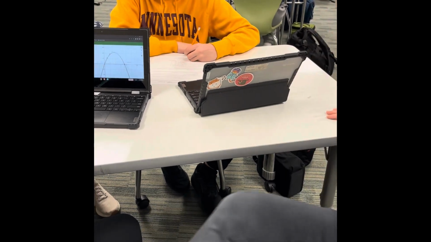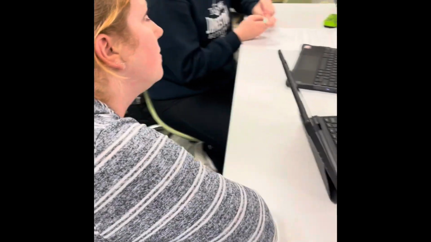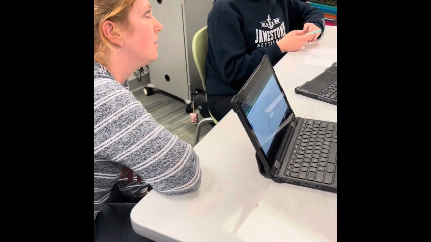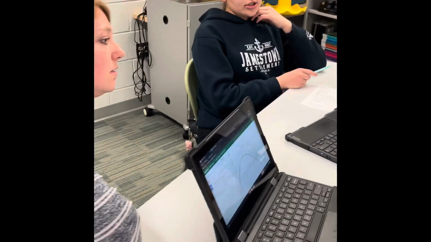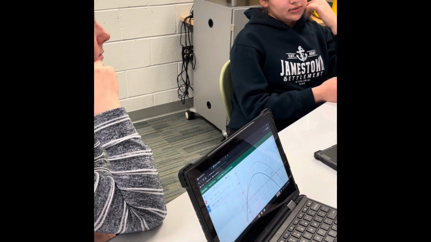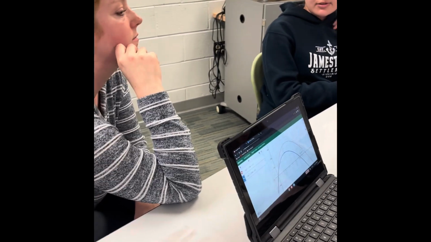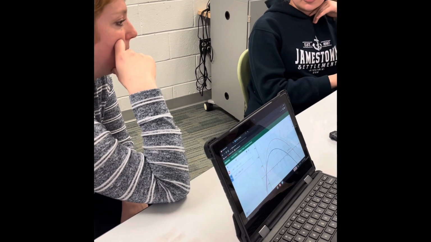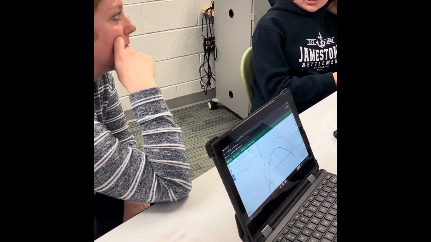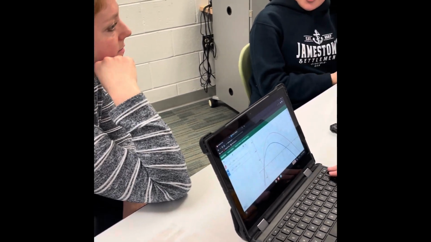Okay, cool. What do you think about initial height? How could that change the parabola? If it starts at a higher height, it might hit the ground later, if it's realistic. Because if you're throwing something off of a cliff, it's going to fall longer than throwing something from the ground. Okay, cool.